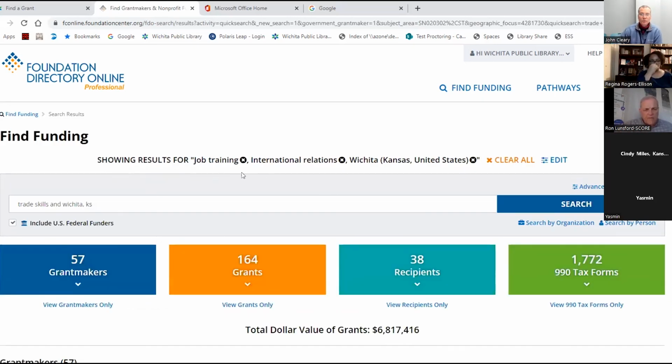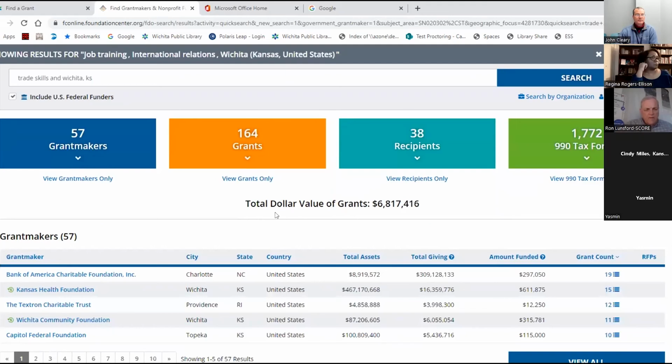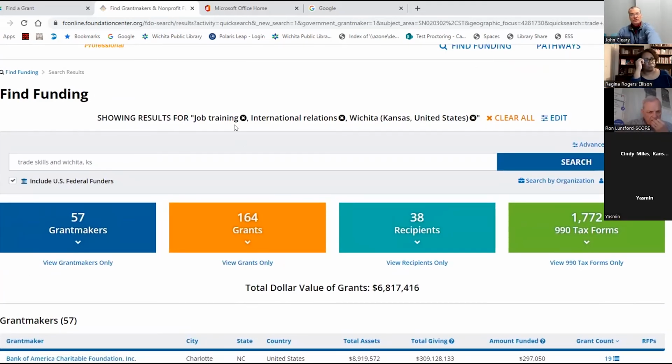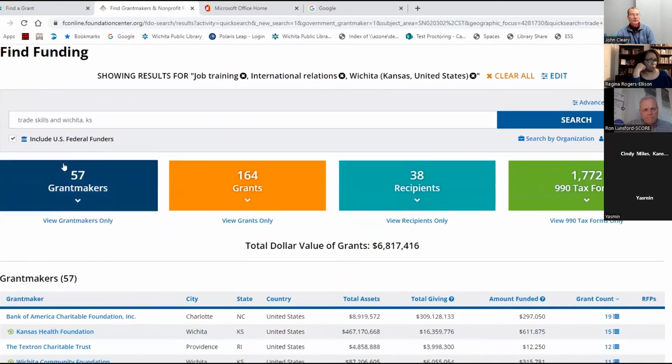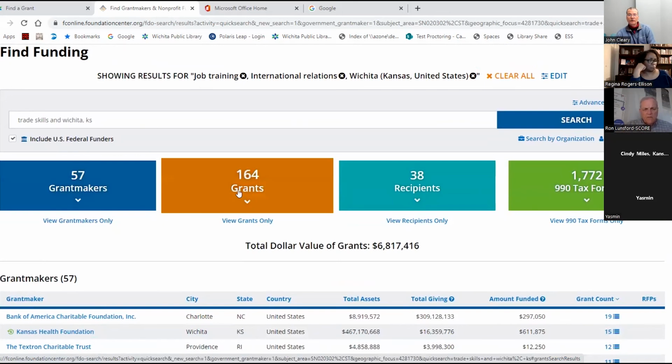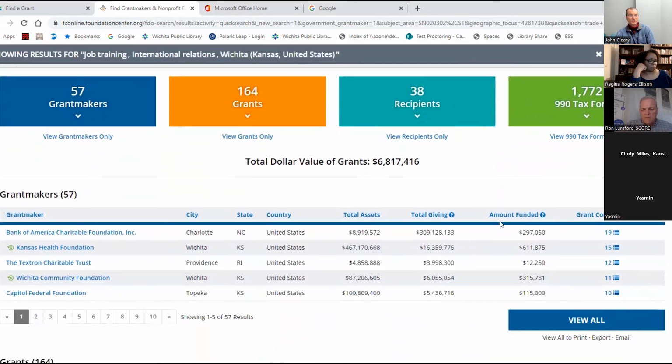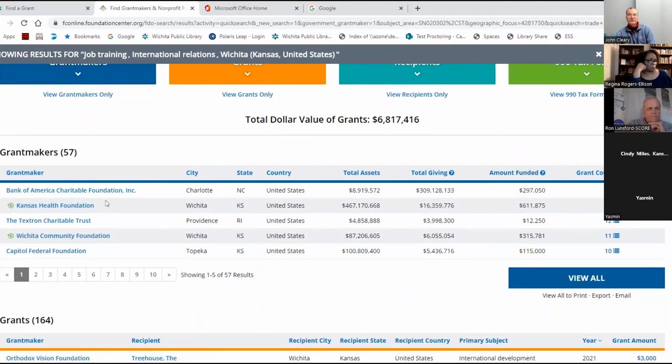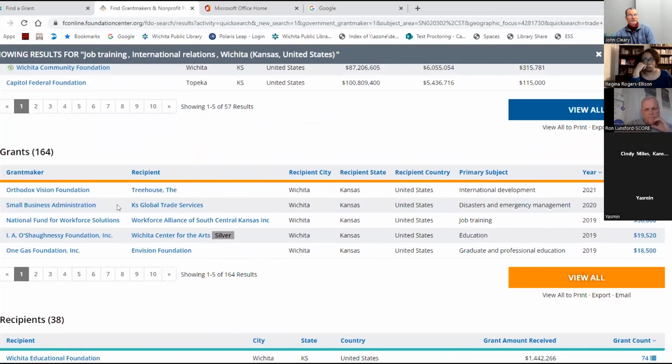So I put in trade skills in Wichita, Kansas, and it looks like it brought up the results that they used for their searching. They came up with job training, international relations, and Wichita, Kansas, based on my keywords. They came up with 57 grant makers, 164 grants, and 38 recipients for this search. So here are the top 5 grant makers in that area and the amounts that have been funded. Here are the top 5 grant makers and recipients. So some for job training, education, international development, graduate and professional education.